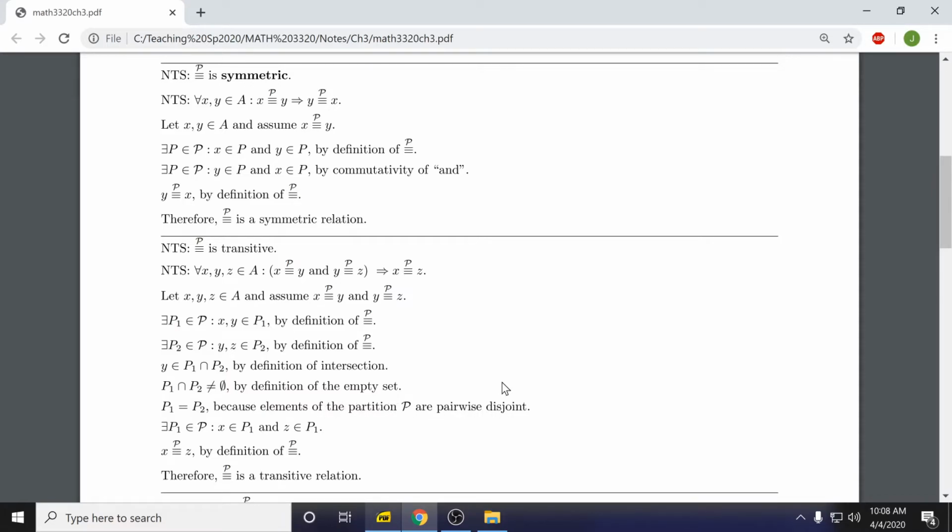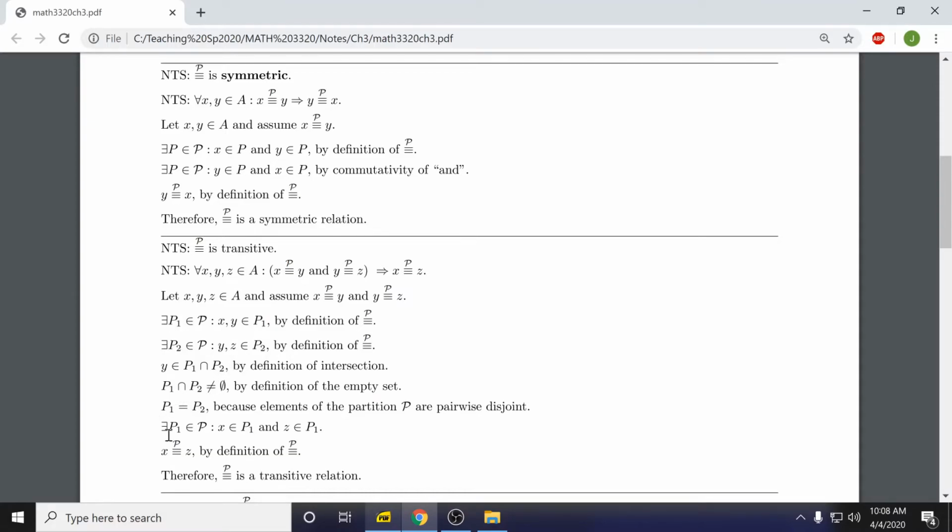And we're kind of looking at the contrapositive of that, but the contrapositive is equivalent to the actual statement. So we know that P1 is equal to P2. Now, why do we care about that? Well, the reason that's interesting for us is Z is in P2, but P2 is P1. So that actually means Z is in P1, and also X is in P1.